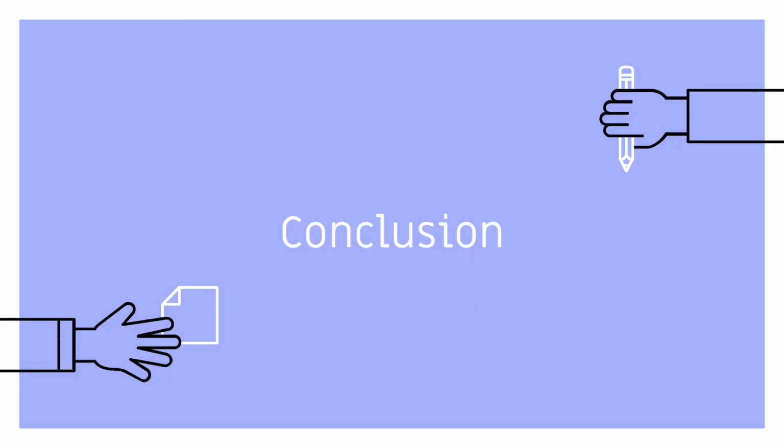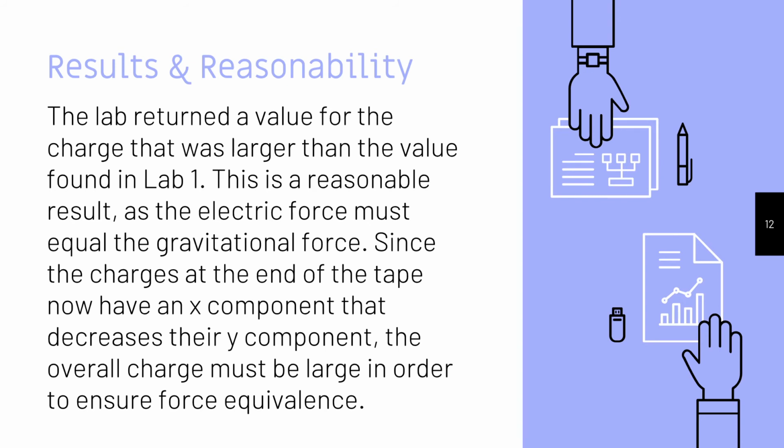Going into the conclusion. As I mentioned, the charge found in this lab had a larger value than the one found in the first lab, which is due to the angle of the arrows that I just brought up. Because the arrows, particularly those towards the end, now have a relevant x component, the magnitude of their y component has decreased. If the charge had stayed the same, the electric force and gravitational force would become unequal. Thus, in order to ensure equivalence of these two forces, the charge increased in value, showing that our results are reasonable and in accordance with the laws of physics.